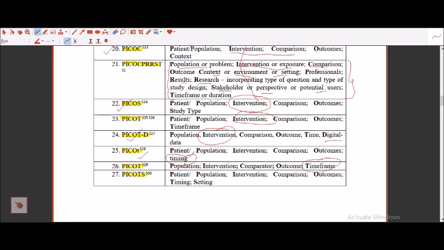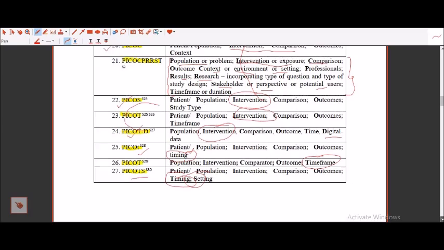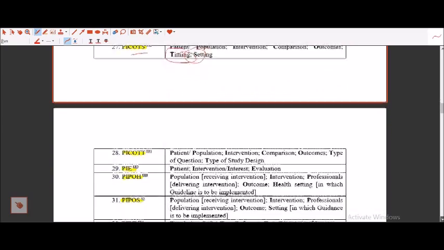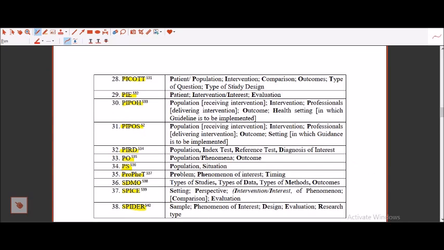Similarly with PICOTS, it is not just the time frame or timing; here you can see timing with capital T on one side and setting on the other side. So these are 27 that we have done. More to go, and that is PICOTT. This is another one where you have got population, intervention, comparison, outcomes, type of question, type of study design. So can you see how well they have included it step by step?